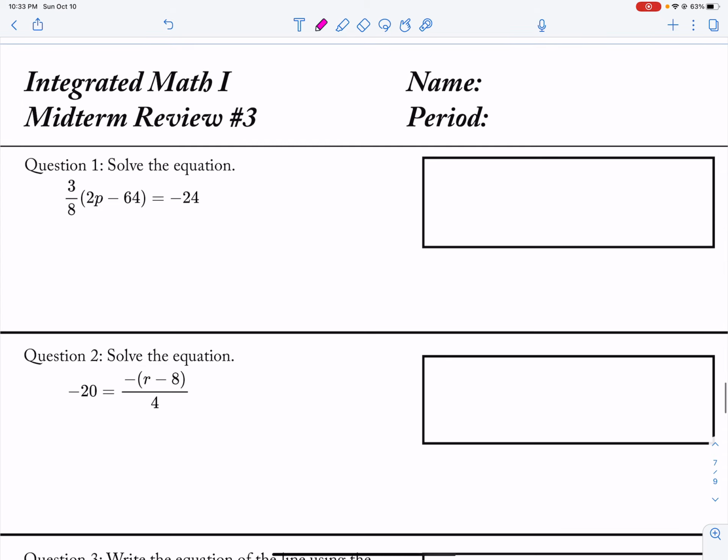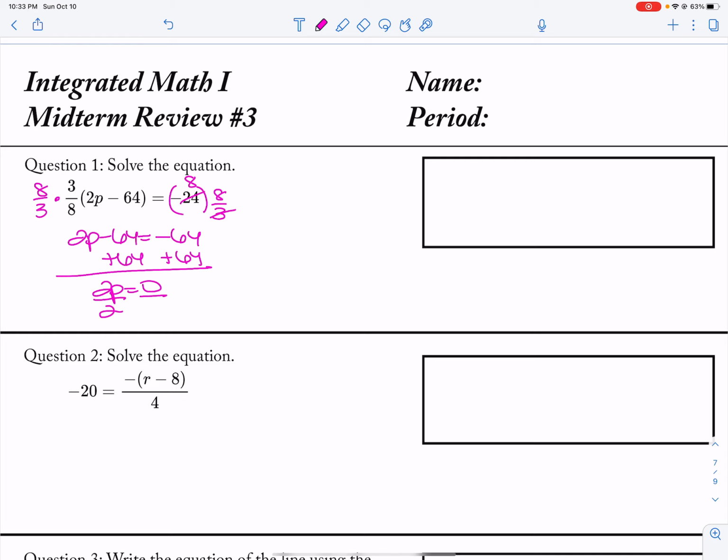All right, and then again, I can multiply both sides by 8/3. So that cancels out. I'm left with 8. So then 2p minus 64 is equal to -64. Add 64 to both sides, and I get 2p is equal to 0. Divide both sides by 2, and p is equal to 0.